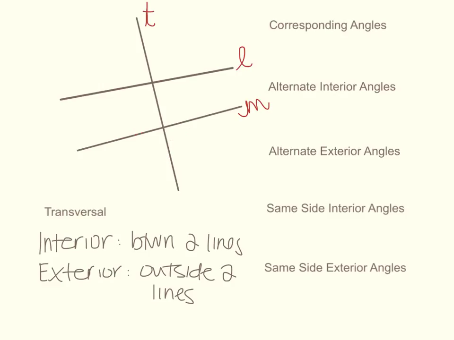Okay, now when we talk about same side interior and exterior, it's exactly like what you think. Same side means on the same side of that transversal. So same side interior would be this guy and this one. Same side exterior would be this one out here and this one out here, right? Because they're on the same side. If you would like to copy those definitions down, the next slide will have all those for you.